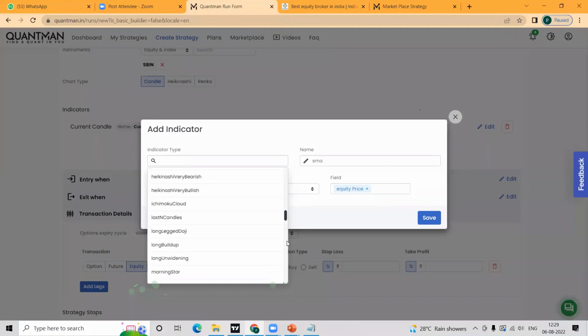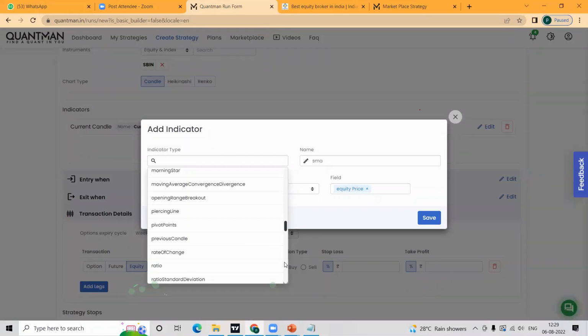So do you have a linear indicator? A lot of people are asking about the customized indicators that TradingView offers, right? Linear, I don't know, sir. I don't know about the linear indicator, sir, but surely we will look into it.